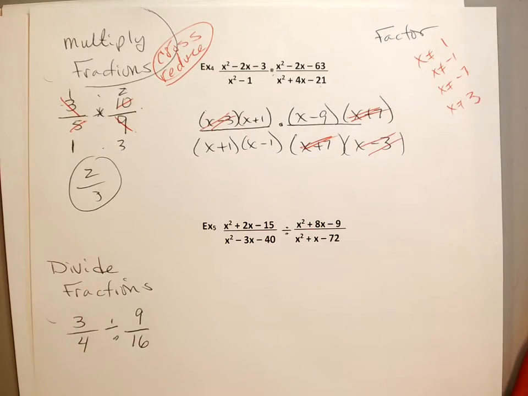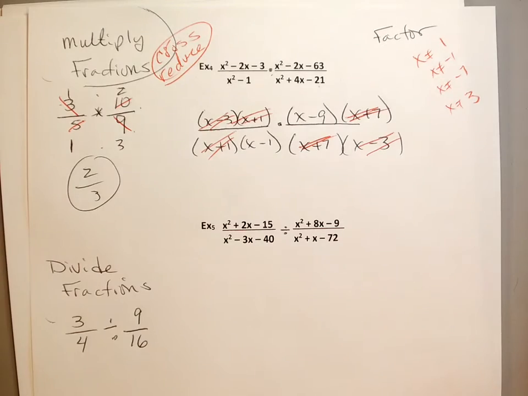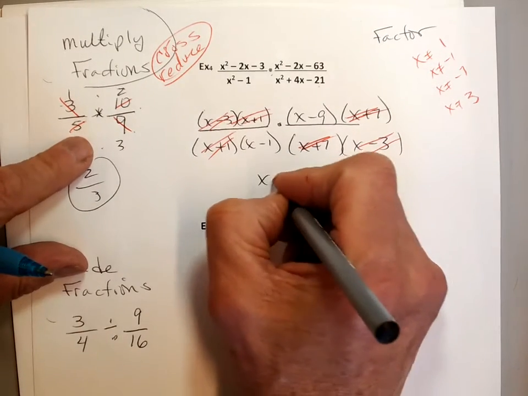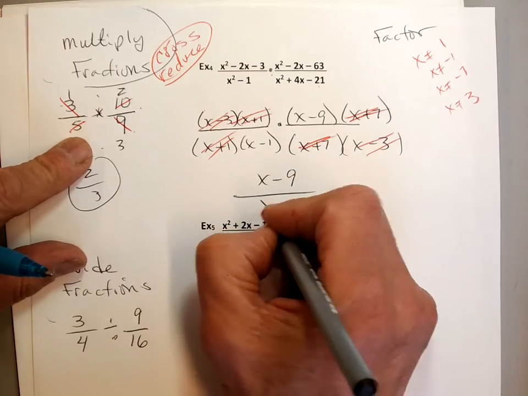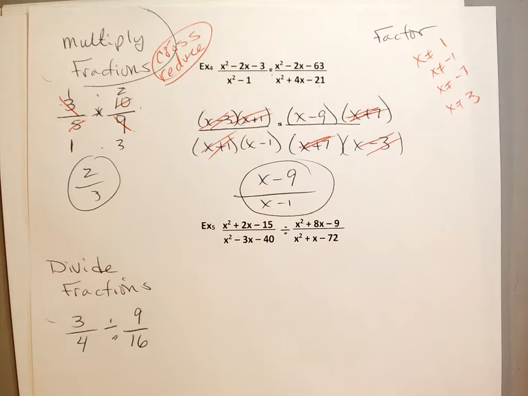So, oh, we got more. X plus 1 cancels x plus 1. Oh, I like it. So this thing really reduced down significantly into an x minus 9 over an x minus 1. Okay, there's your answer. It reduced. We multiplied and we reduced, okay?